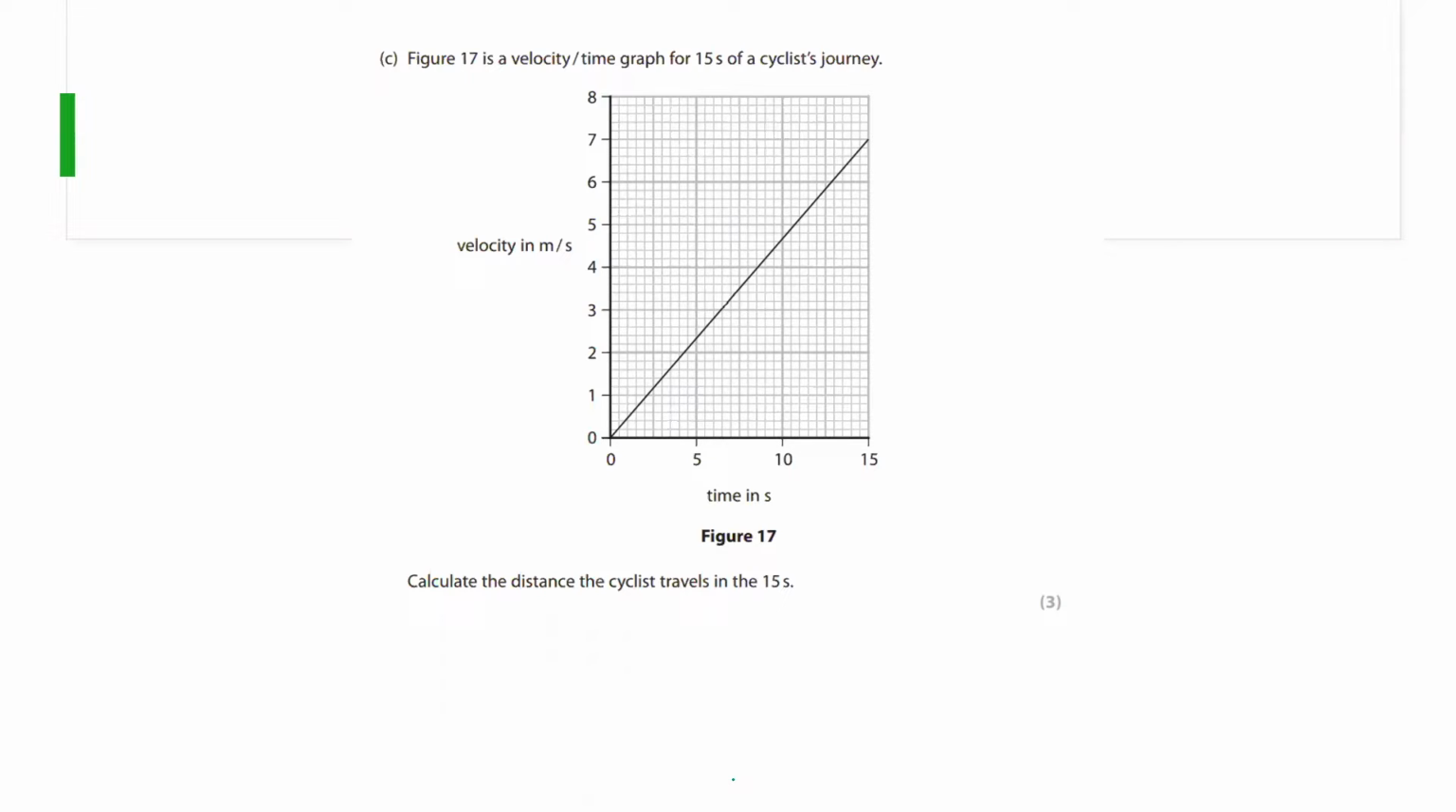Figure 17 is a velocity time graph for 15 seconds of a cyclist's journey. Got a lot of people riding bikes on this paper. So time in seconds, velocity. Calculate the distance the cyclist travels in 15 seconds. There's a reason why this is not a very reasonable graph. A reasonable graph would be a straight line like this, and you kind of know what's going to happen. So let's think about the equation. Let's think about velocity or the speed. So velocity.